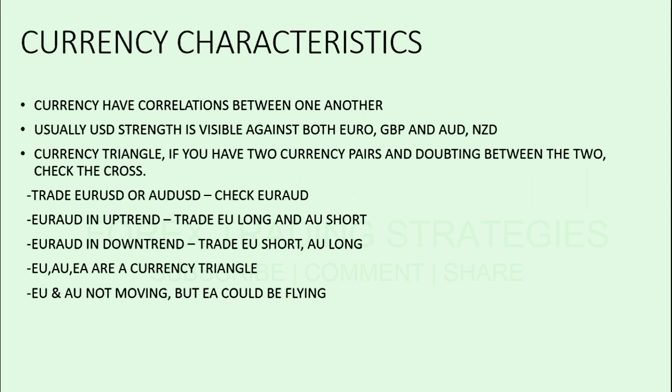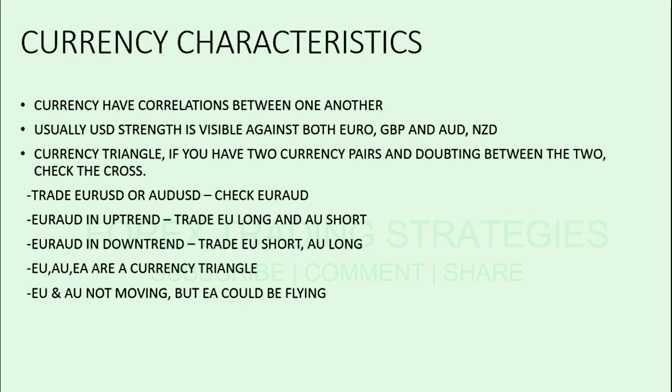Meaning that if you are trading Euro US dollar or AUD US dollar, you can take a look at Euro AUD. What does that mean? If Euro Australian dollar is in an uptrend direction, and you're trading Euro US dollar, it's long, an uptrend similar to the Euro AUD, and AUD US dollar is short, going the opposite direction.